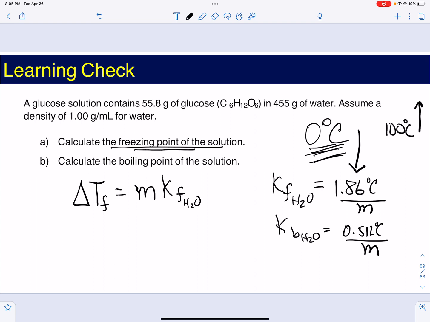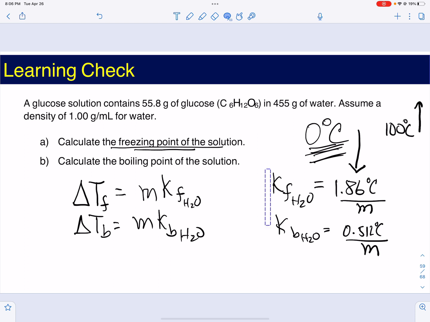So each solvent has its own value. These are the values for water. If it was, for example, ethanol, it would have different values. So you have to find the value for the freezing and the value for the boiling. And then you apply these formulas. So the change in temperature for the freezing is the molality times the constant. The change in temperature for the boiling is going to be the molality times the constant for the water. So let's go ahead and do the freezing point. So the first thing we will have to do, let me go ahead and copy this somewhere.